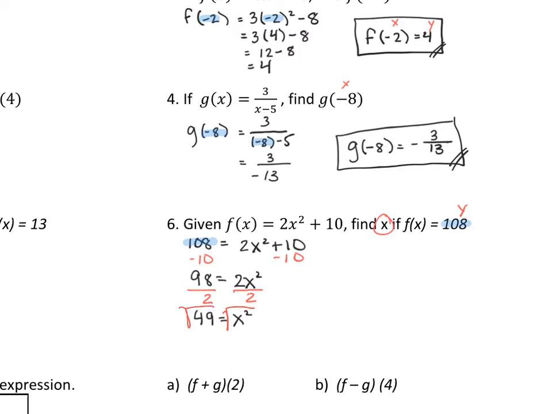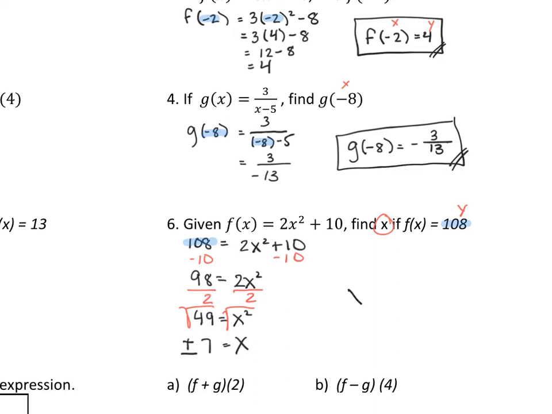Now here, I want you to be really, really careful. If you plug this into your calculator, you're going to get the answer of 7, which isn't wrong, but it's not the only answer. Remember, when you're taking the square root of something, you could have the positive and the negative version of an answer. So we can say that x is equal to positive 7 and negative 7.